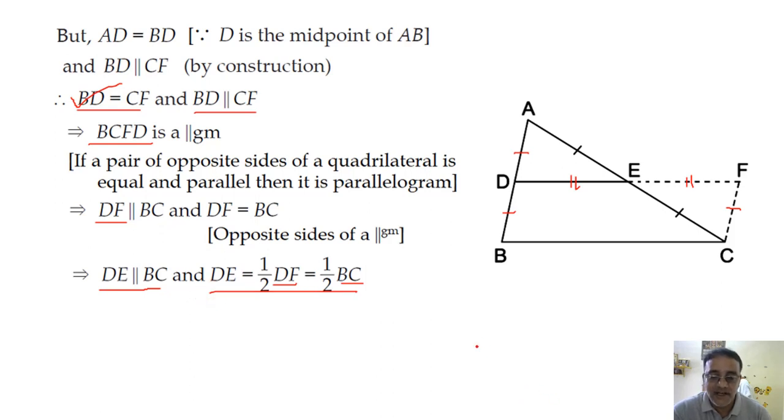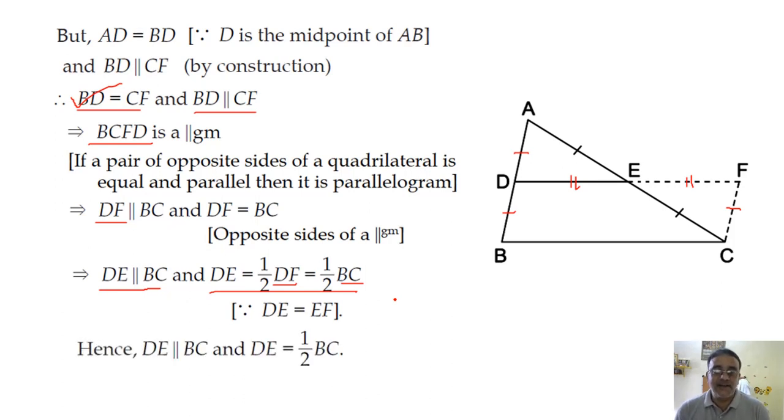Clear, sir. Yes, sir. I repeat once again. DE and EF are both equal. So DE we can write as half of DF, and DF is equal to BC. So half of DF can be written as half of BC. This is what we had to prove. Hence DE is parallel to BC and DE is equal to half of BC.